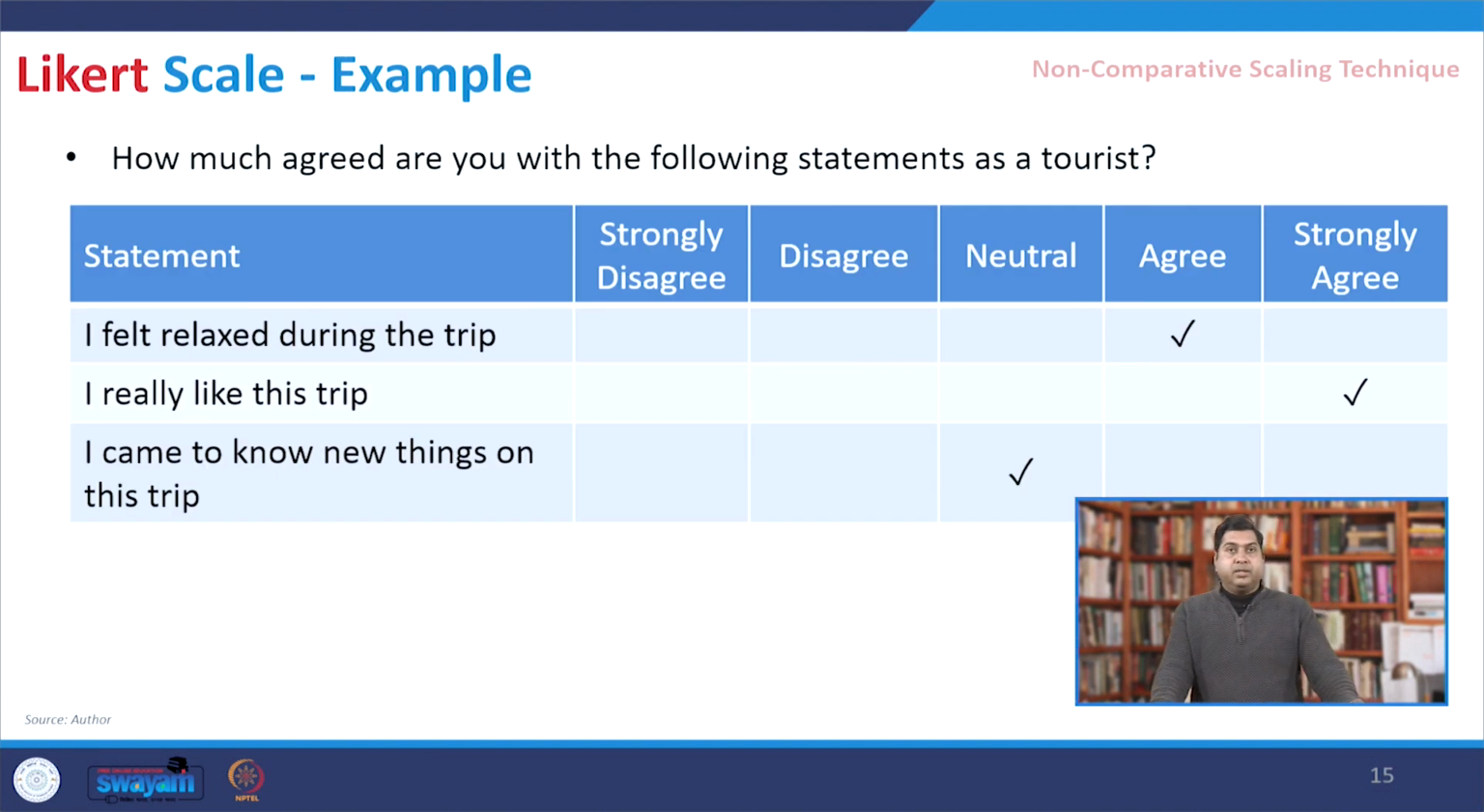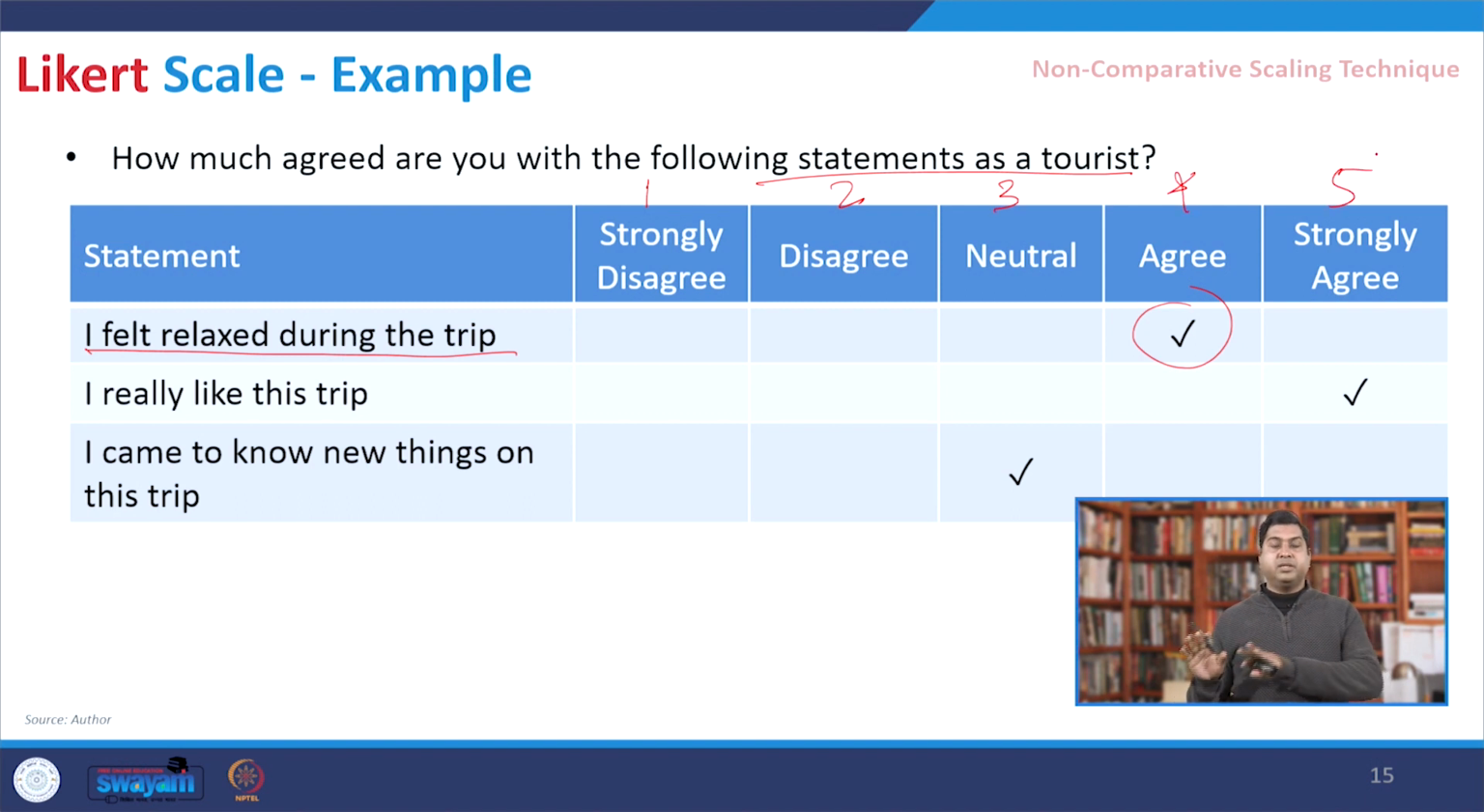Okay, in this particular example of the Likert scale, the question is: how much do you agree with the following statement as a tourist. Suppose you visited some place as a tourist and I ask you this question with a certain statement: I felt relaxed during the trip. If the respondent agrees, the agreement is marked on this scale. In this case we can also have values assigned, but they only represent that particular order.